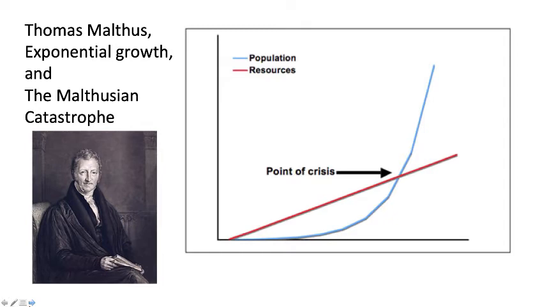Disease and famine, shortages of food. He didn't say anything about toilet paper. These would all ensue. And this is commonly referred to as the Malthusian catastrophe.